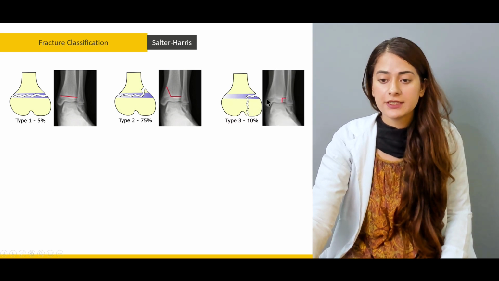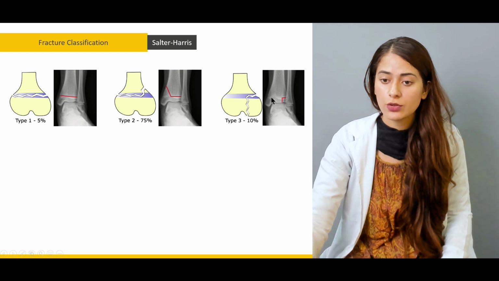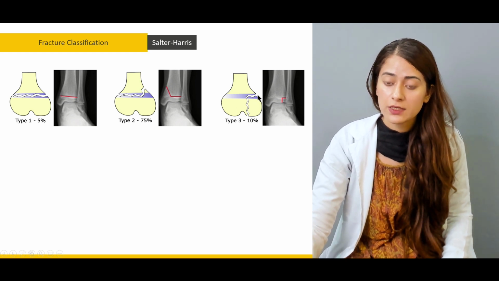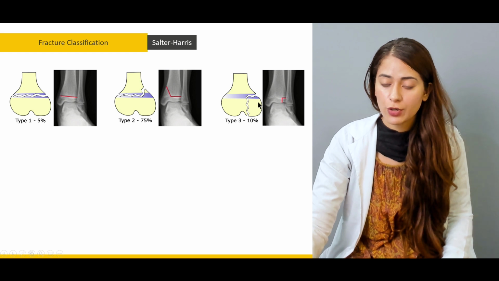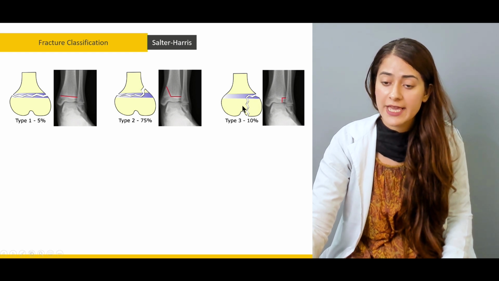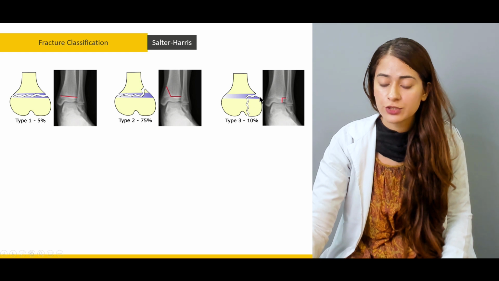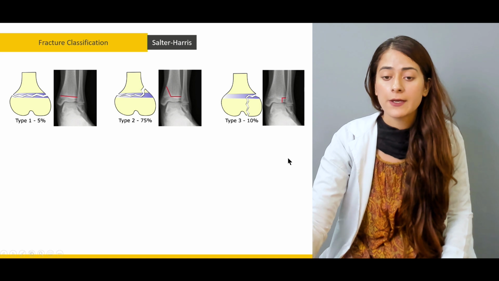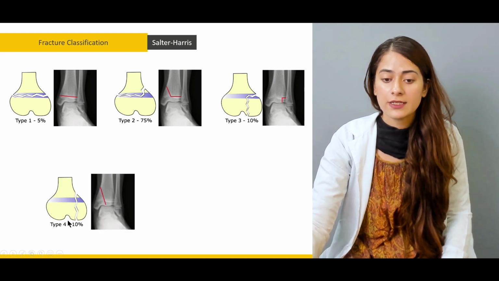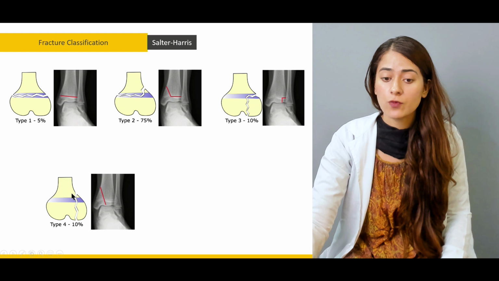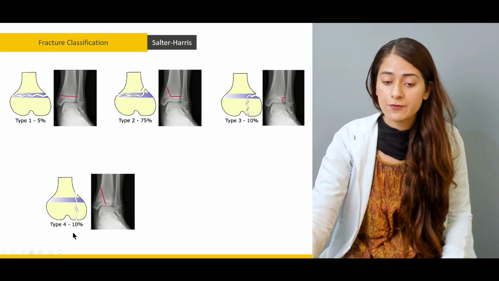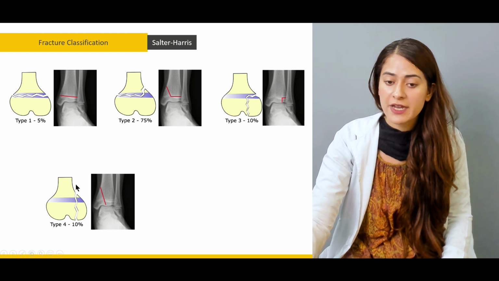This is the third type of Salter-Harris fracture. What happens here is that this involves first the growth plate and then moves towards the epiphysis. So a physeal fracture starts at the physis, and it's a physeal fracture moving to the epiphysis. This is a physeal fracture moving to the metaphysis. So this is the third type. And then this is the fourth type. This type involves the growth plate, but is a fracture that moves from the epiphysis through to the metaphysis of the bone.